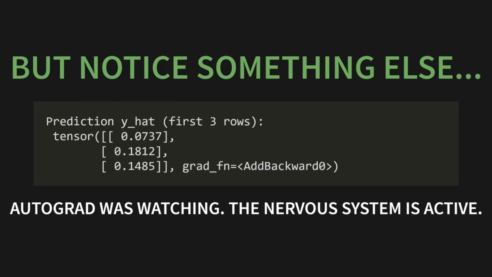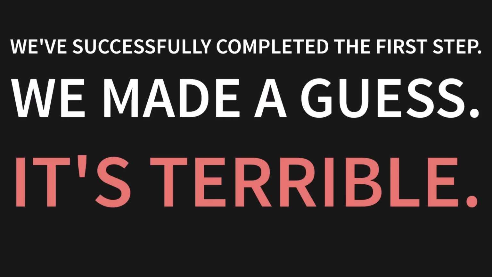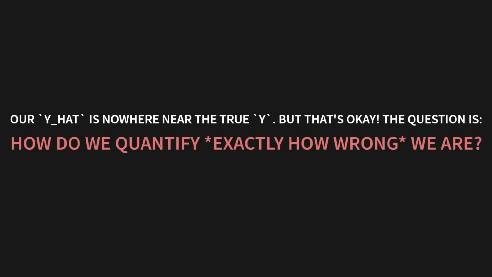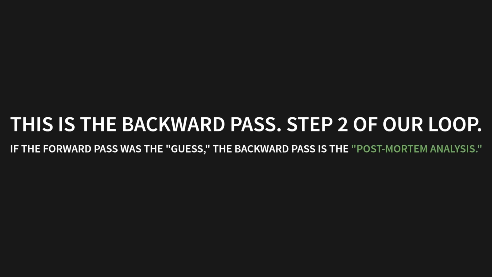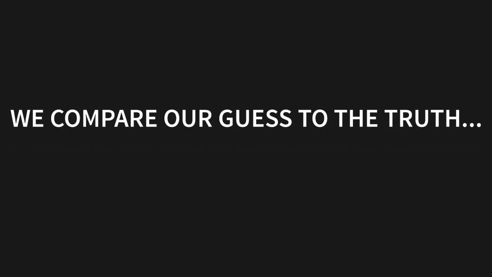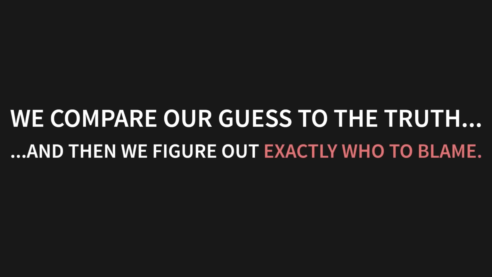So, let's recap. We've successfully completed the first step. We made a guess. It's terrible. Our y_hat is nowhere near the true y. But that's okay. How do we quantify exactly how wrong we are? This is the backward pass. Step 2 of our loop. If the forward pass was the guess, the backward pass is the post-mortem analysis. We compare our guess to the truth, and then we figure out exactly who to blame.